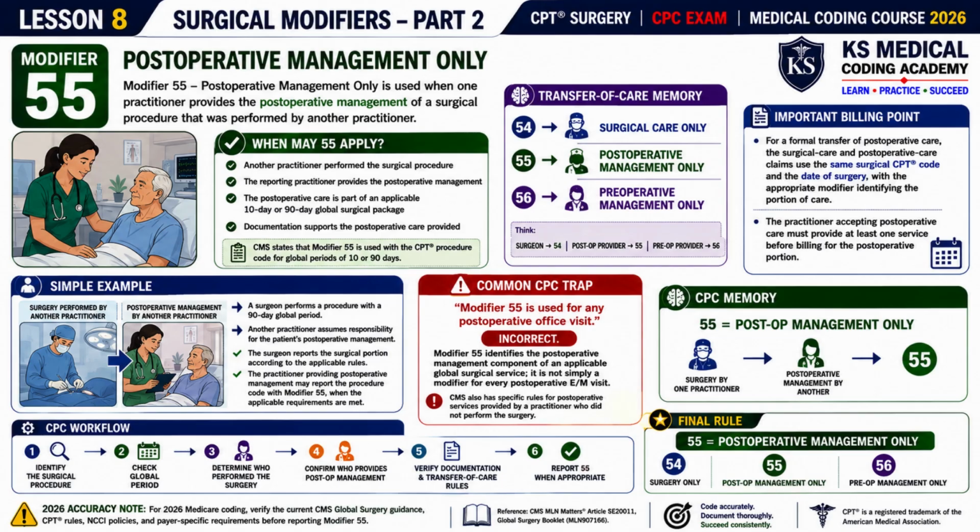Your CPC workflow is: identify the surgical procedure, check the global period, determine who performed the surgery, confirm who provides postoperative management, verify documentation, report 55 when appropriate. Remember, 55 equals postoperative management only. Always verify the current CPT, CMS Global Surgery Guidance, NCCI policies, and payer-specific requirements before reporting Modifier 55.